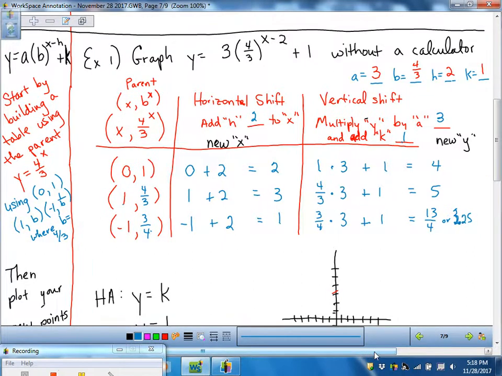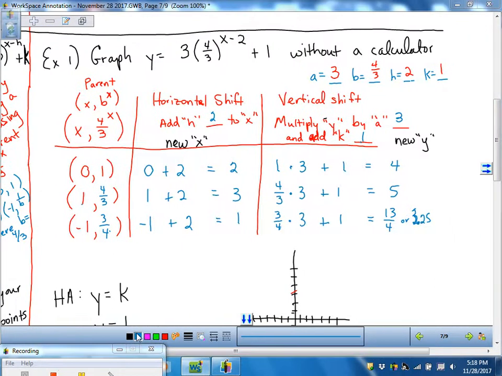So let's write our ordered pairs over here so we can now go plot them. My first ordered pair is (2, 4). My second ordered pair is (3, 5). And my third ordered pair is (1, 3.25).